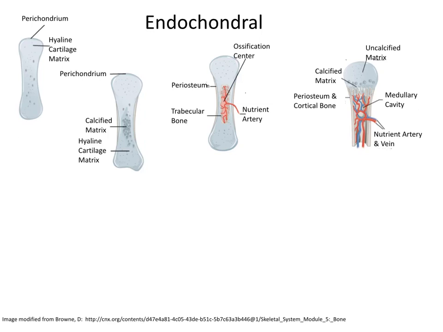At the end of the process, any cartilage that remains at the epiphysis will develop into the epiphyseal plate, leading to secondary growth during juvenile development. And at the end, or at the junction between bones, it forms the articular cartilage.